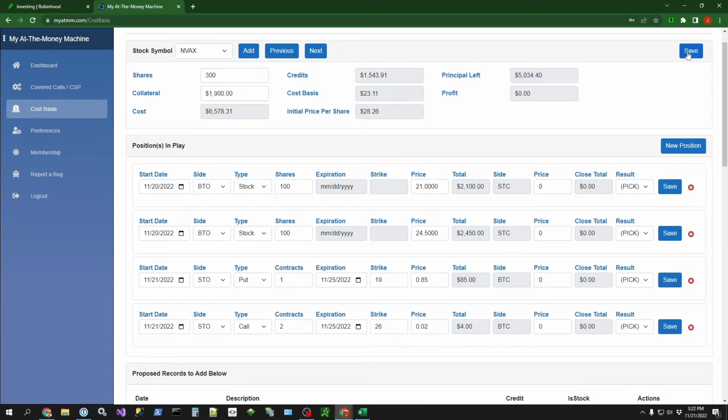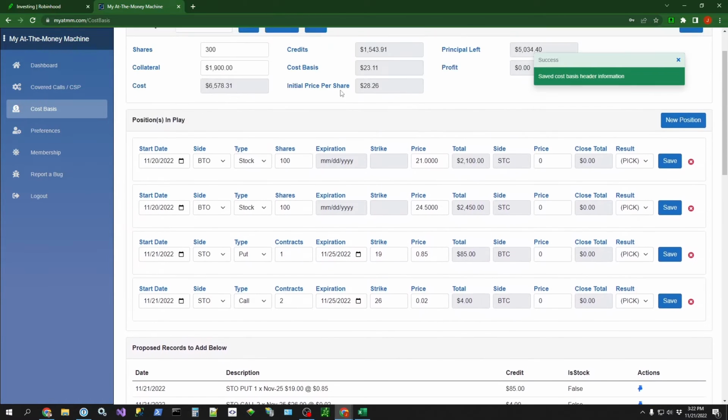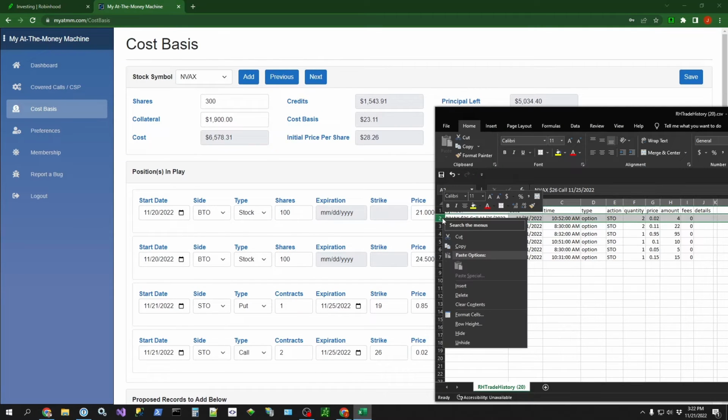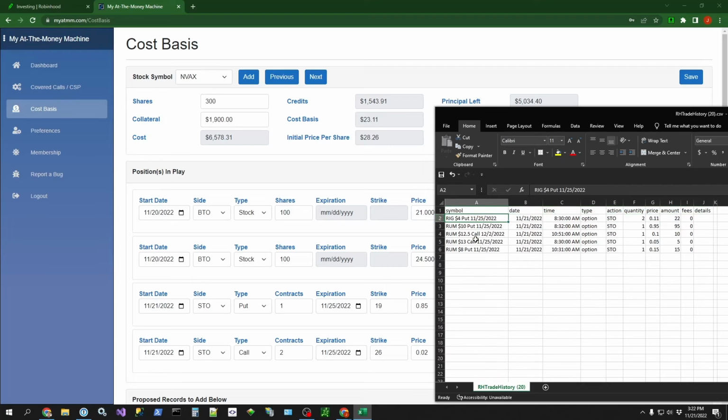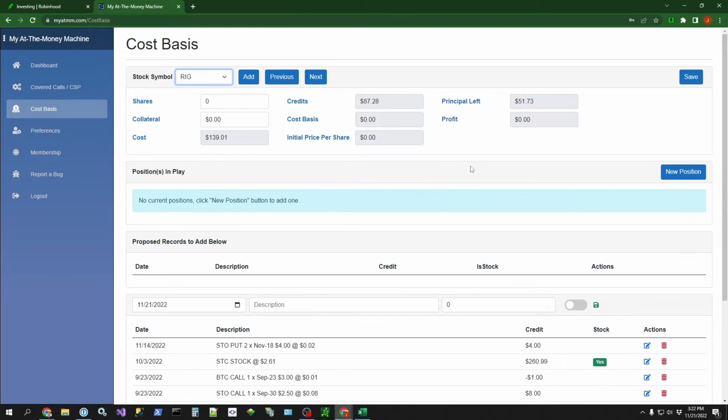Okay, make sure that's saved. And I did record both of those, so we're good on NVAX, right? Yep. So go ahead and delete that. All right, so now on to RIG. It's in alphabetical order.